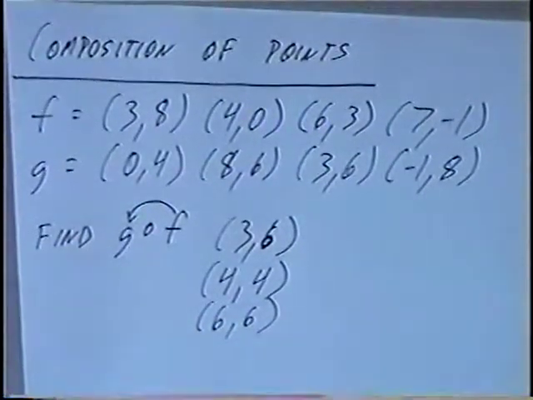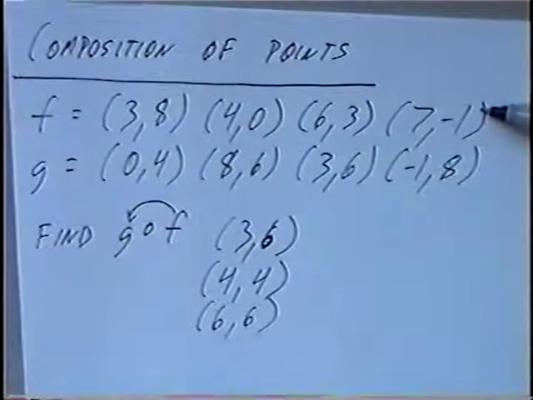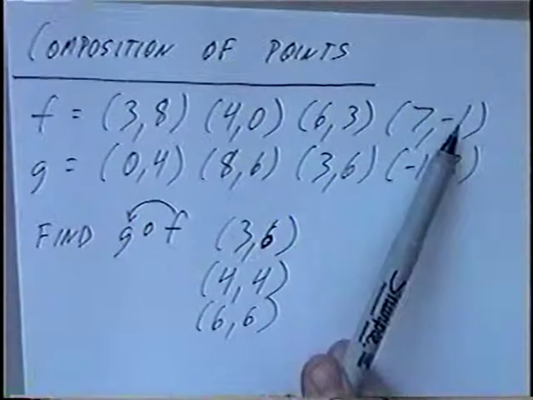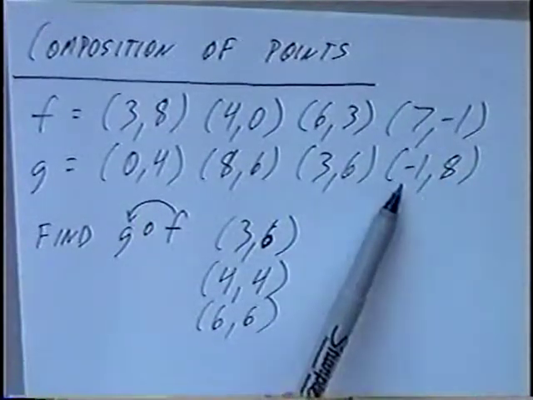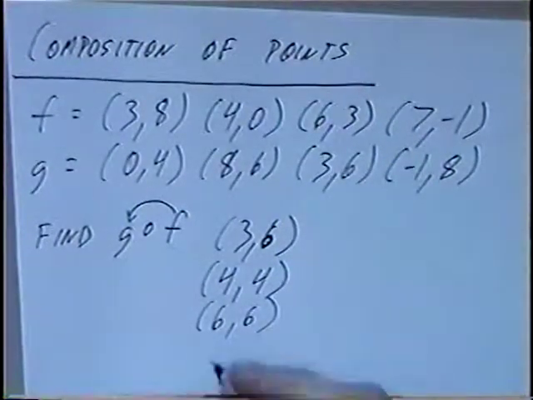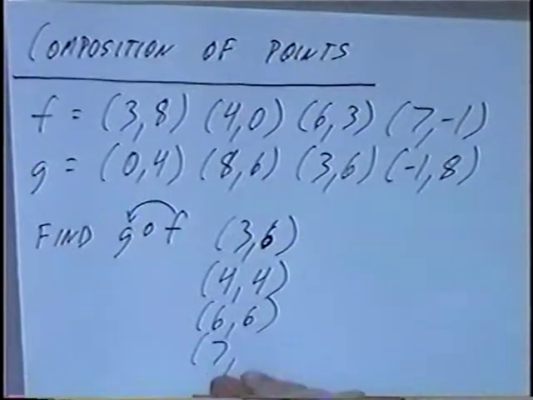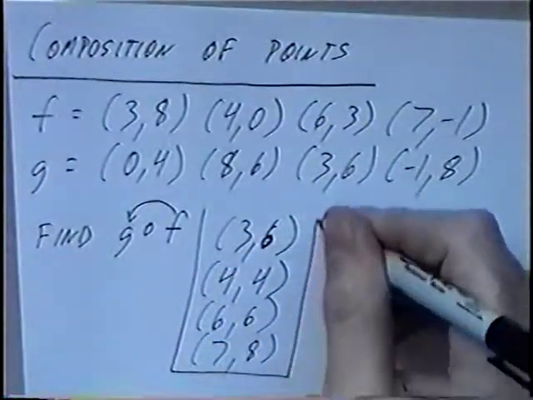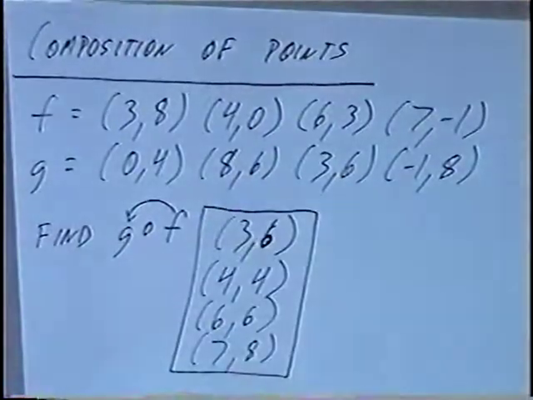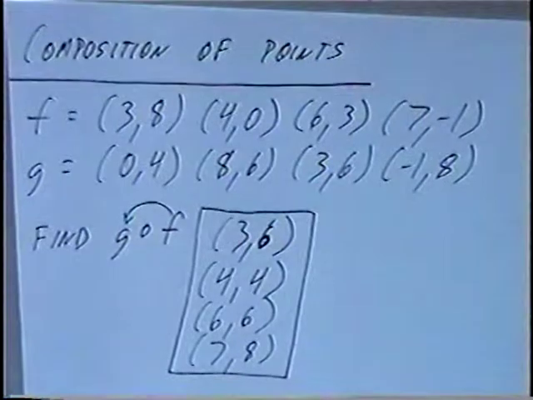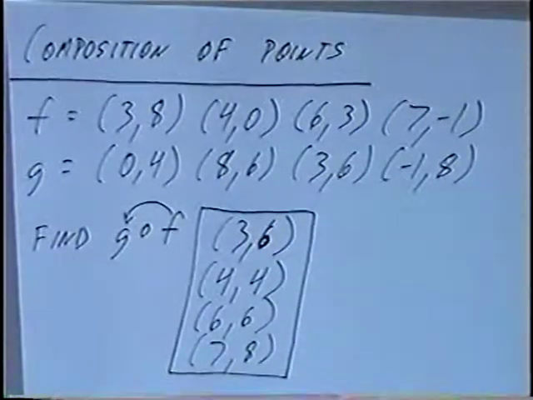And the last point, 7, -1, matching up the -1 with a x value of -1. So the y value matches with the x value. The answer will be x, y, using the other numbers, which would be 7, 8. So 4 points, and we have 4 answers. G composition of f is equal to 3, 6, 4, 4, 6, 6, and 7, 8.